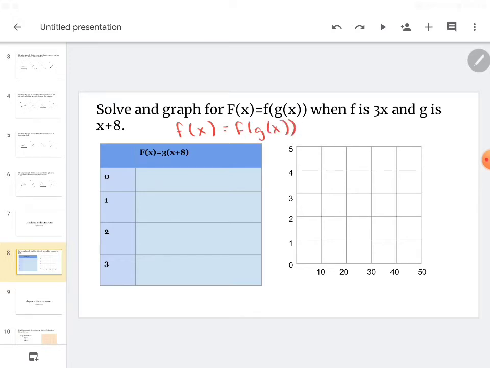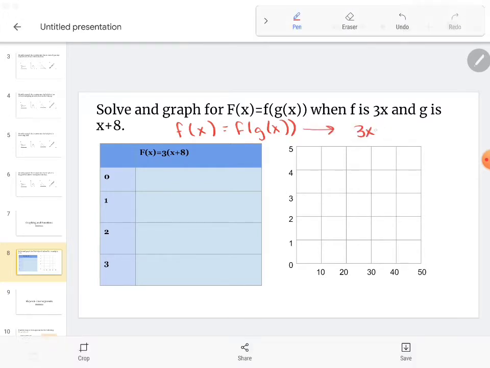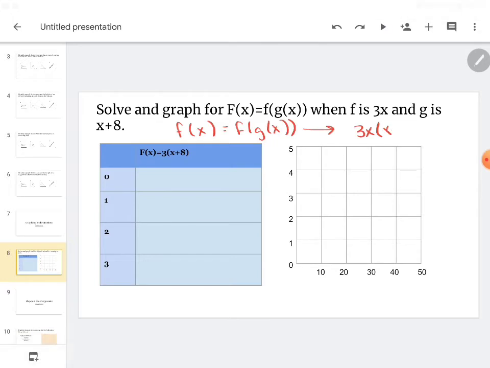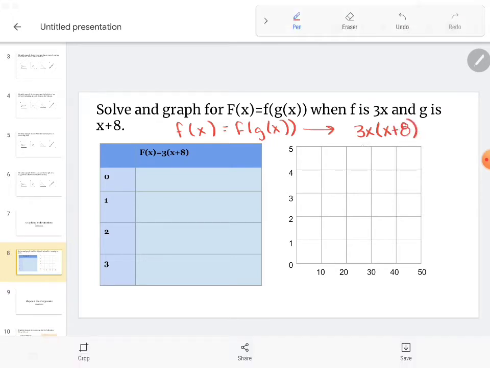Well, we know that our f of x is going to be 3x, and then we want to plug in our g of x, where our g of x is in our equation, which is going to be x plus 8. So our problem should be 3 times x plus 8, which we have right here. So all we're going to do is find random points. We're going to start out with 0, 1, 2, and 3, and we're just going to graph them on our graph.